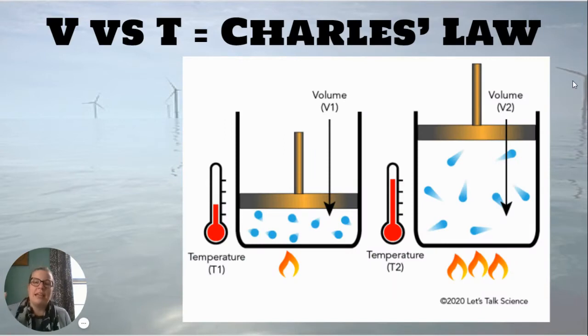Okay. The second relationship that we're going to be talking about is the volume versus temperature relationship, which is Charles' law. In this case, and this is a weird one to think about, the pressure needs to remain constant. So the total number of collisions with the side of the container needs to stay the same.